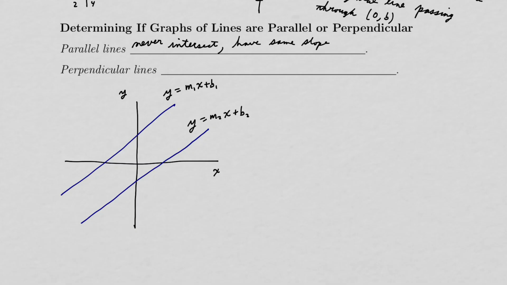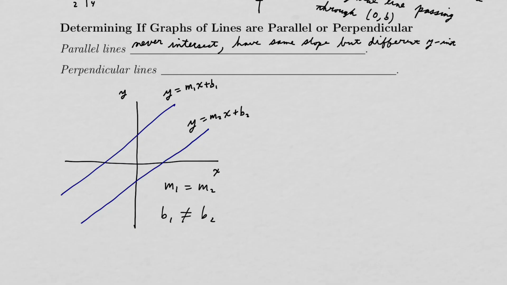So they have the same slope but different y-intercepts. Okay, so in this case, m1 would equal m2, but b1 would not be equal to b2, right? Same slope, different y-intercepts.